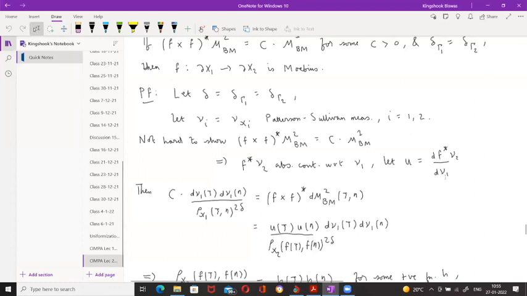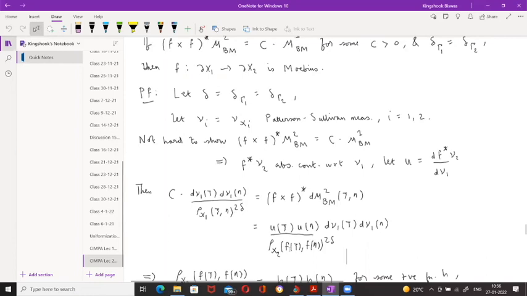So then what do we have? We have that a constant times the Bowen-Margulis current on the left-hand side, d nu_1(xi) d nu_1(eta) divided by rho_x1(xi, eta) to the 2 delta, is equal to (f cross f)* of d mu_BM,2(xi, eta). So what happens when you pull back? You'll be pulling back nu_2 cross nu_2. So when I pull back nu_2, it will be basically nu_1 times this Radon-Nikodym derivative. So what I'll get is the Radon-Nikodym derivative u(xi) into u(eta) into d nu_1(xi) d nu_1(eta) divided by rho_x2 of f(xi), f(eta) to the 2 delta.